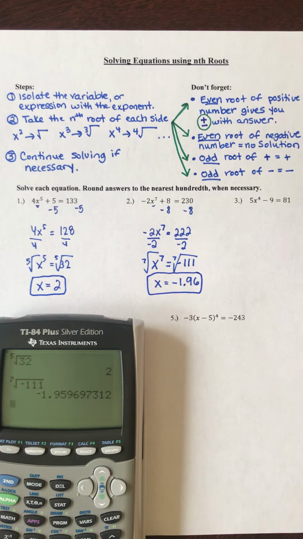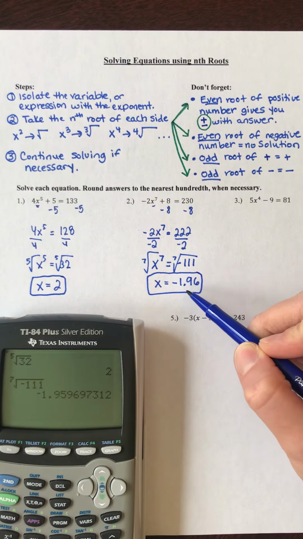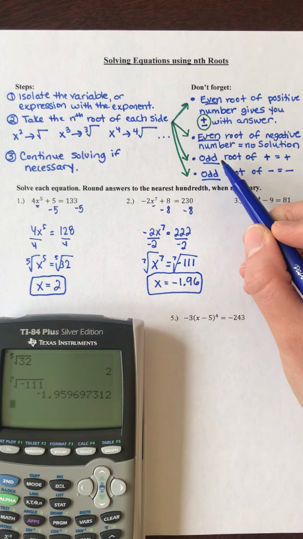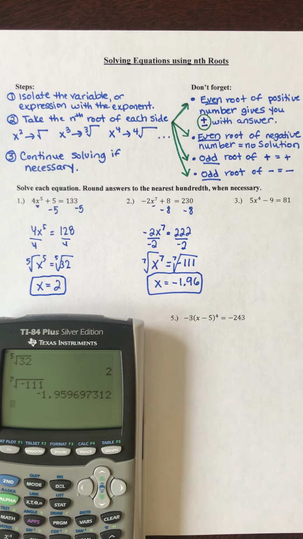Okay. And again, if you use our rules from up here, we were taking an odd root of a negative number, and you can see it came out as a negative number. So, right here, odd root of negative number comes out as a negative number. All right, let's look at number 3.